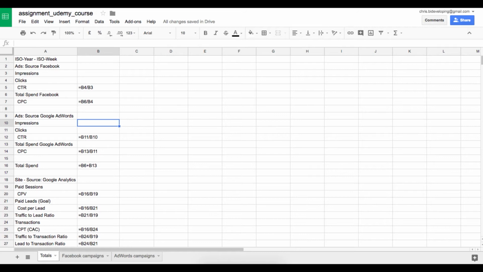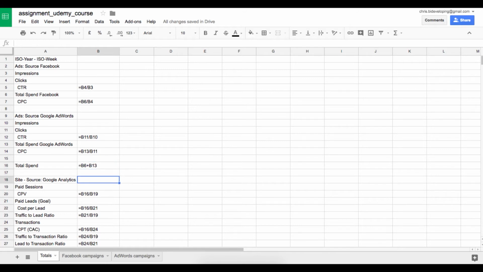In the Google AdWords section, we do the same thing. Impressions and clicks, we get the CTR. Total ad spend on Google AdWords, and we get our CPC. We are also adding the total spent from Facebook and Google AdWords together.